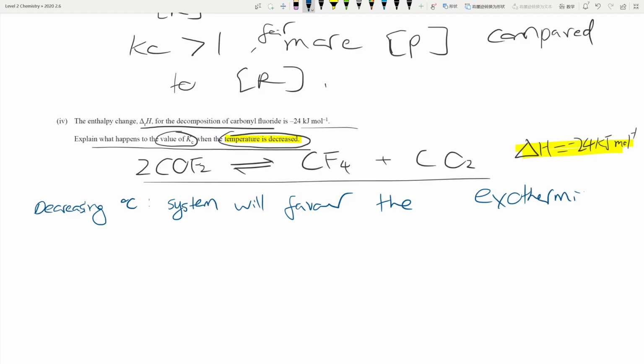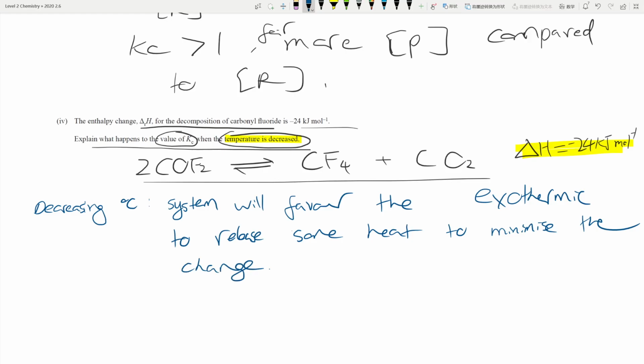All right, they will favor the exothermic reaction to release some heat energy to minimize this change. Yeah, obviously you have a more detailed answer down there, but this is the thought process. If we decrease temperature, how do we minimize it? Because of Le Chatelier's principle, again, I have a really full-on half-an-hour video if you want to watch that.